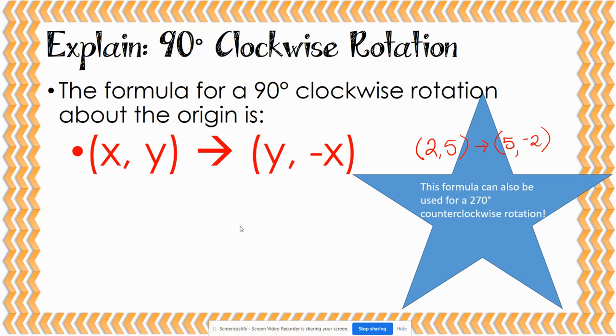Now, this formula can also be used for a 270 degrees counterclockwise rotation, because it's important to remember that 90 degrees clockwise is the same as 270 degrees counterclockwise.